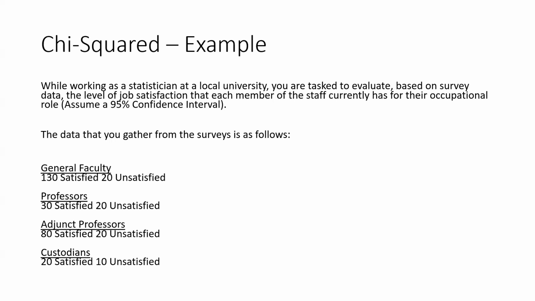General faculty, we have the number of satisfied and unsatisfied. Professors, number of satisfied and unsatisfied. Adjunct, satisfied and unsatisfied. Custodian, satisfied and unsatisfied. And in this case, we have 150 members of general faculty, 50 professors, 100 adjuncts, and 30 custodians.